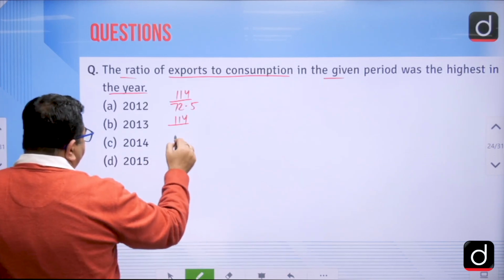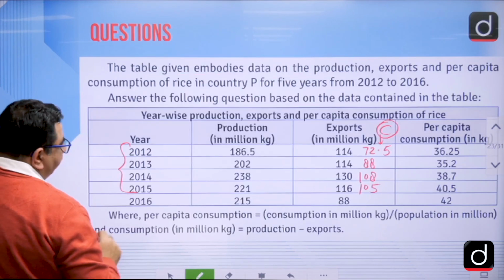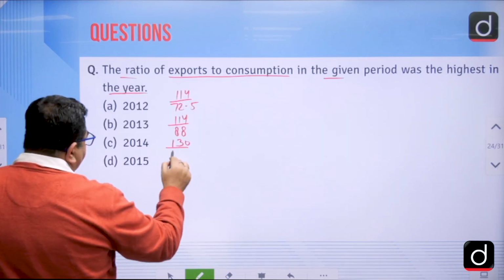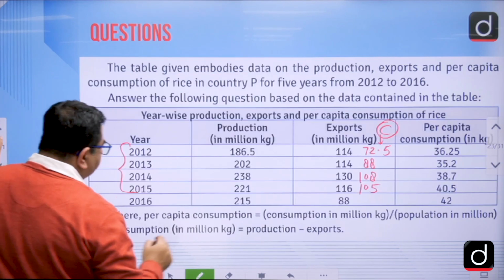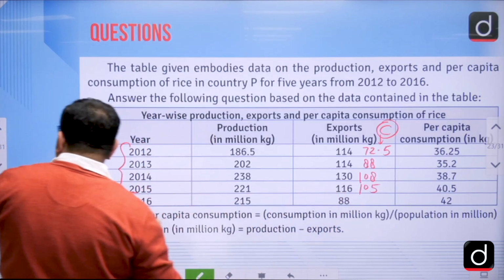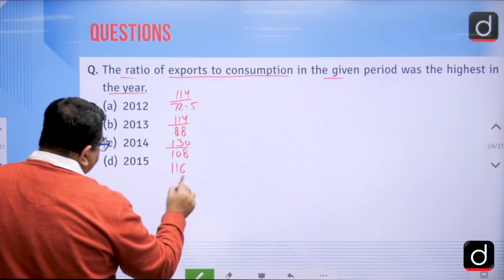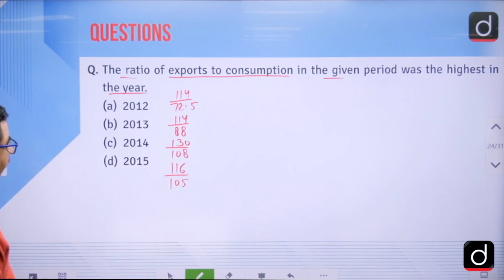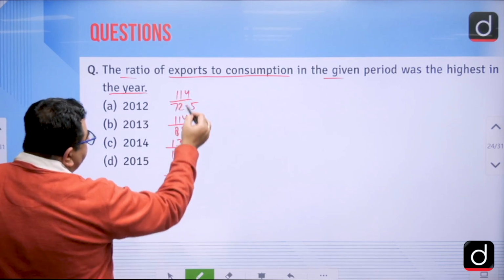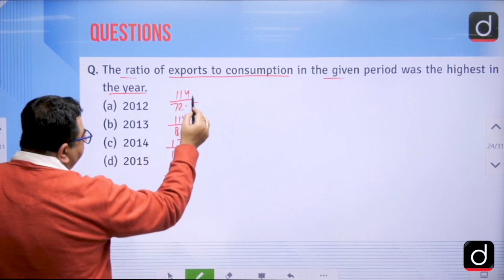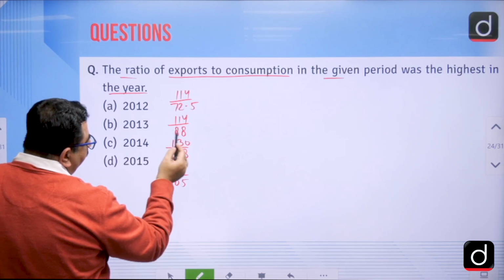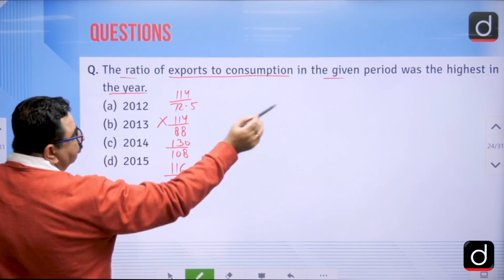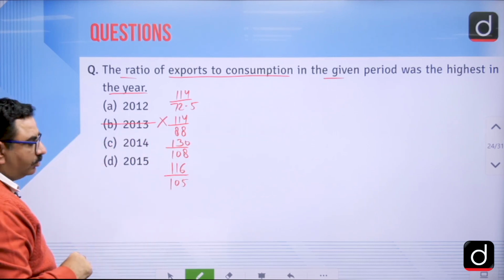Let me write all of them once, then we can compare and check how we can find the answer quickly. 130 upon 108. And for this year, this is 116 upon 105. Now we have to check which fraction is greater. Obviously if I compare these two, the numerator is the same, the denominator of the second fraction is more. So overall this would be lesser. So this cannot be my answer because we have to find the highest, right? So 2013 cannot be the answer.